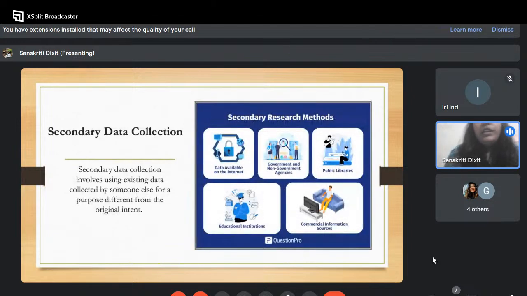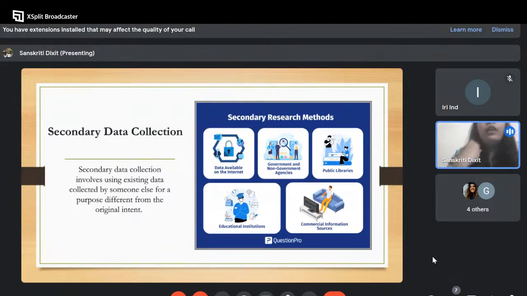And secondary data collection. So it's basically using existing data that was already collected by someone else for a purpose different from the original intent. Like it was already collected, but it was not for the original intent. Let's say, for example, I did my dissertation on glass bangles from Manikpatna. So the XRF analysis that I did and the color analysis that I did of them was primary data. Let's say the Excel sheet I made was primary data.